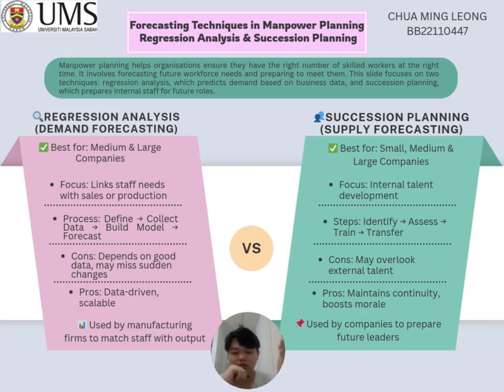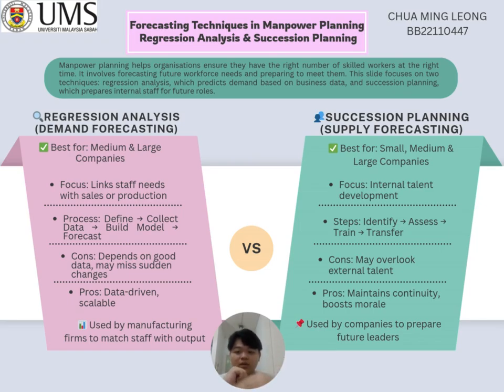Let's talk about the cons first. The cons of regression analysis are that it depends heavily on good quality data and might not predict sudden changes like an economic shock. As for the pros, its advantages are that it is accurate, data driven, and useful for long term planning. This is usually used by manufacturing firms to match the staff with the output.